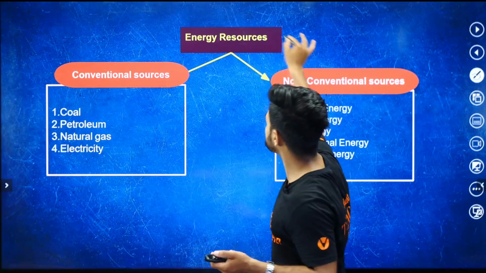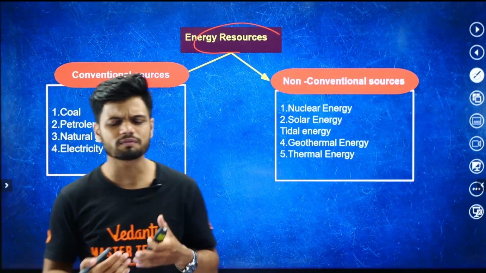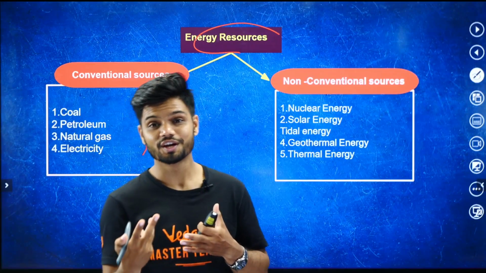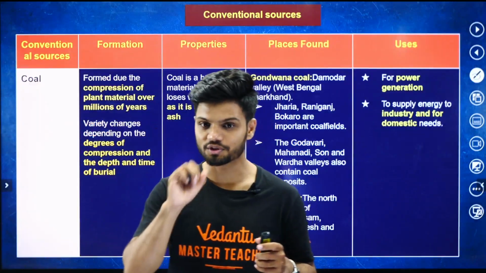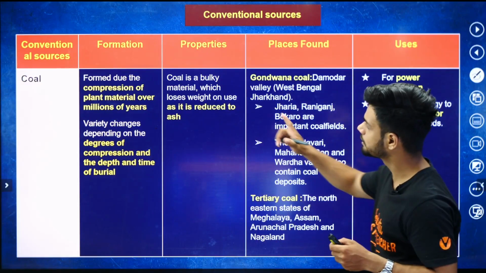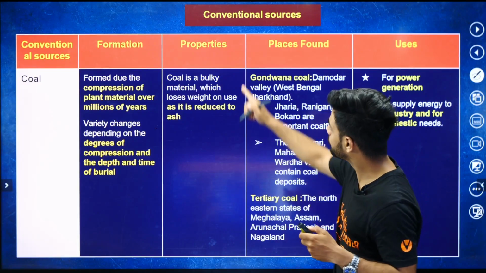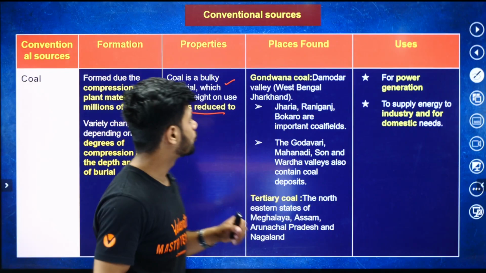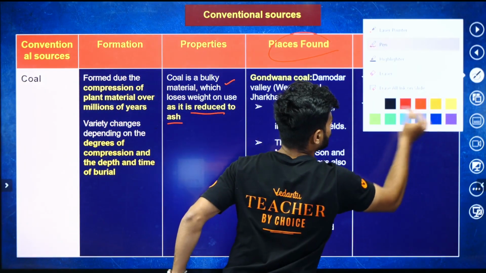Then we have energy resources, that is conventional: coal, petroleum, natural gas, electricity. Then we also have non-conventional: solar energy, wind energy, tidal energy, and we also have thermal and geothermal. So one question can come from here. The conventional resources, remember, coal formation you should know, that is high pressure and temperature. Properties: coal is a bulky material, reduces to ash, and also the places found and uses are the most important ones.